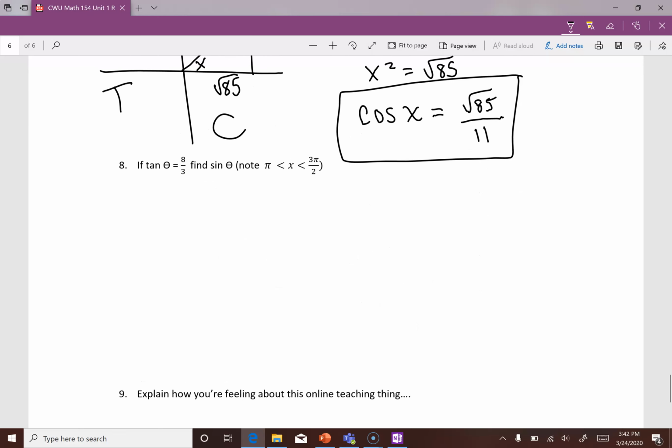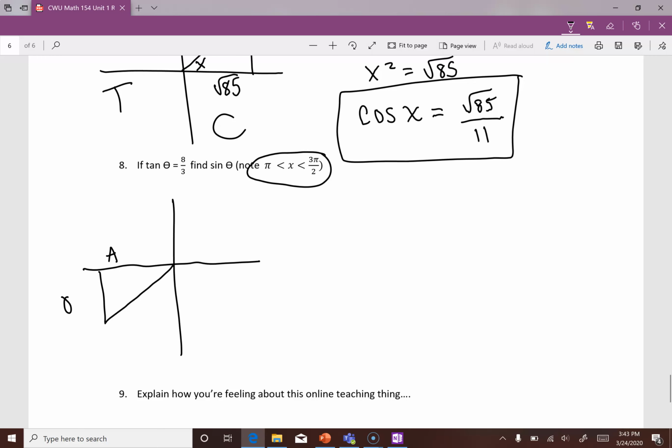Okay, next one is in our third quadrant. So what do I have here? I've got something like this. Well, I've got my opposite over my adjacent. So my opposite is going to be 8, right? Because here I've got opposite over adjacent. So my opposite is 8, my adjacent is 3.